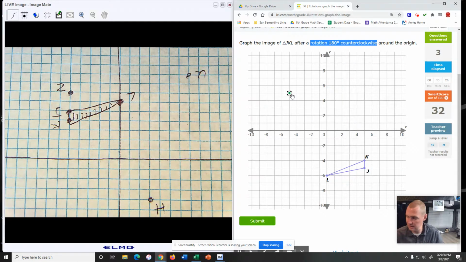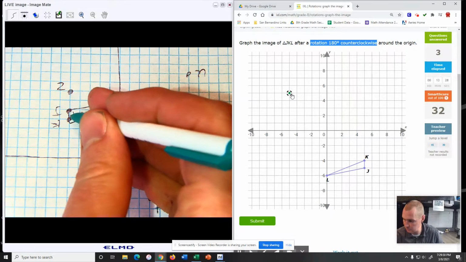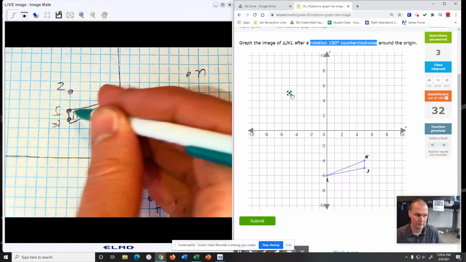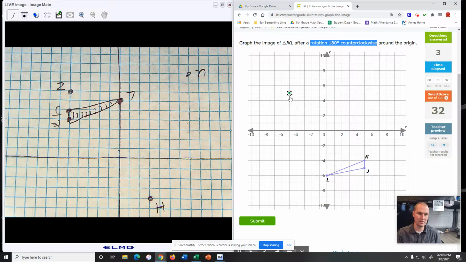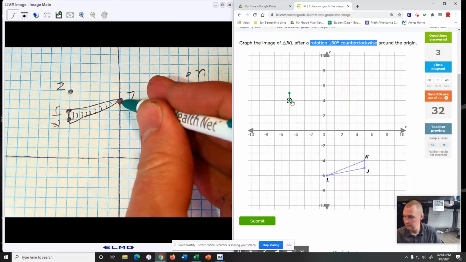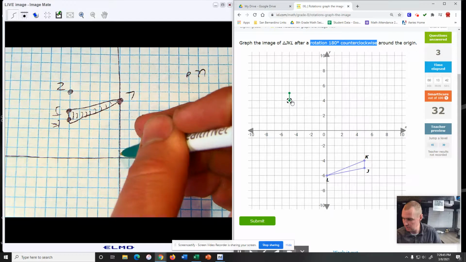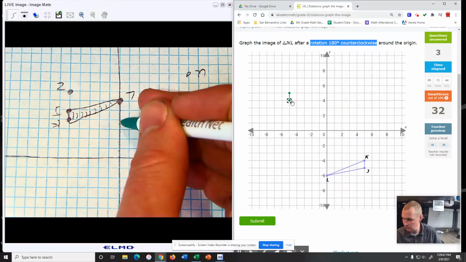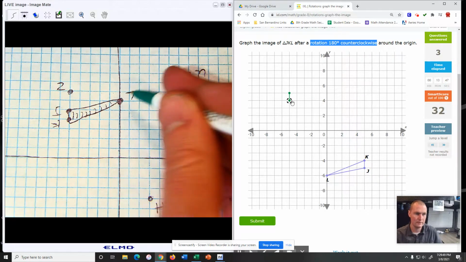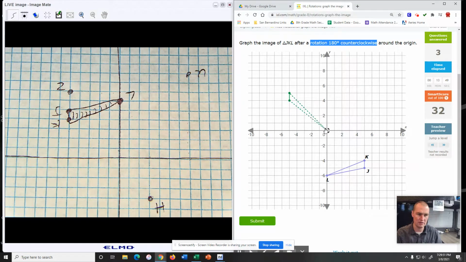The next letter is K, and notice that K is just one box below the J. So I'm just going to do that on my screen. Literally go down one box and click, and there's my K. Now the last part is I got to find out where L is at. So L from the origin is up 1, 2, 3, 4, 5, 6. So what I need to do is I just need to go 6.